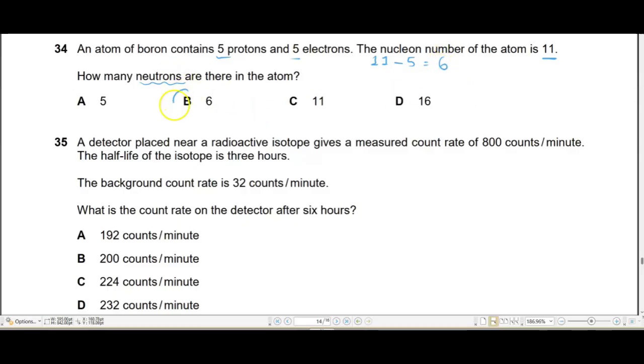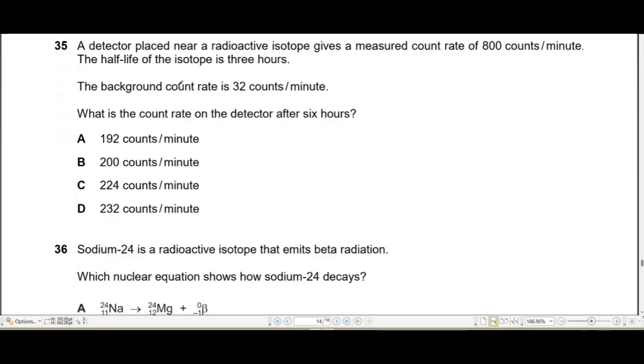So there are 6 neutrons. Moving on to question number 35.